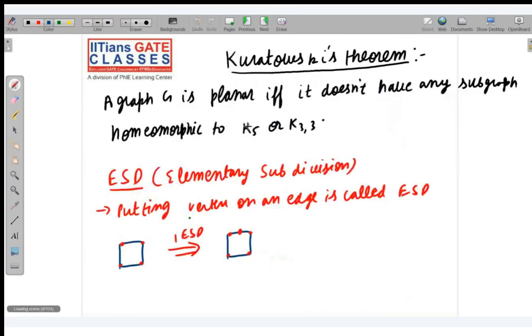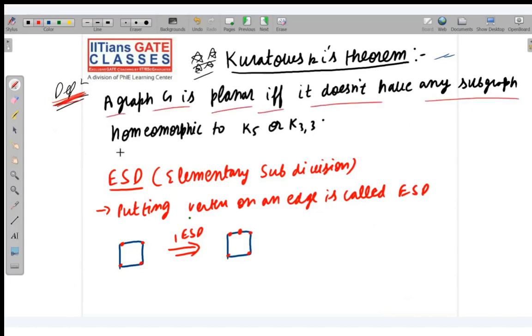Now we are going to study Kuratowski's theorem. I told you in the previous lecture, roughly, that K5 or K3,3 is present in the graph as a subgraph. Now I am showing you the correct definition, and this is a very, very important definition, as it has been asked in GATE many times. The definition says: a graph G is planar if and only if it does not have any subgraph homeomorphic to K5 or K3,3. What is homeomorphic? I will tell you now. Homeomorphic is a very important term.